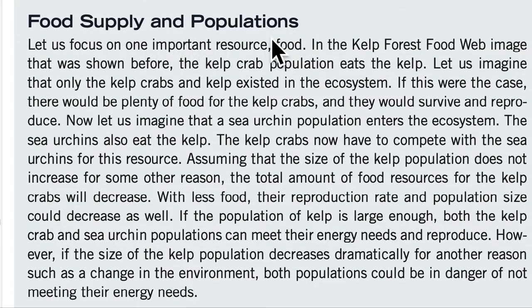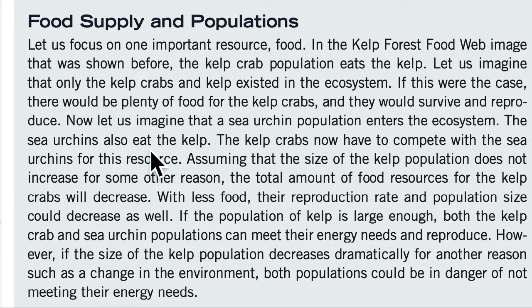Food supply and populations. Let us focus on one important resource: food. In the kelp forest food web image that was shown before, the kelp crab population eats the kelp. Let us imagine that only the kelp crabs and kelp existed in the ecosystem. If this were the case, there would be plenty of food for the kelp crabs, and they would survive and reproduce.